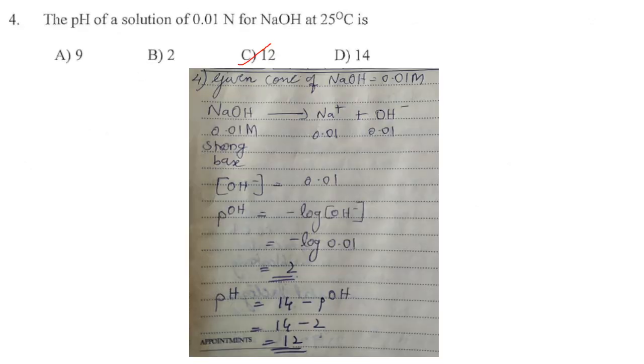Then next one. The pH of a solution of 0.01 normal NaOH at 25 degrees Celsius is. So the given concentration of NaOH is 0.01. NaOH dissociates into Na plus and OH minus ions because it is a strong base. So the concentration of OH minus will be 0.01 molar. So pOH will be minus log concentration of OH, so it is 2. Now pH will be 14 minus pOH. Why? pH plus pOH is equal to 14. So pH is equal to 14 minus pOH, so it will be 12. The answer here is option C, that is 12.